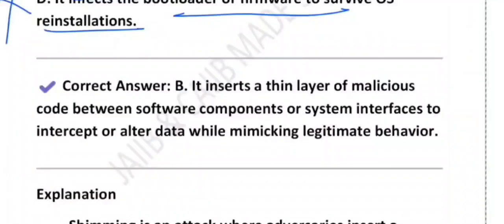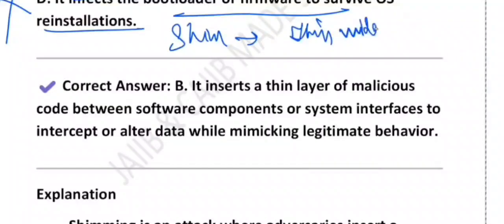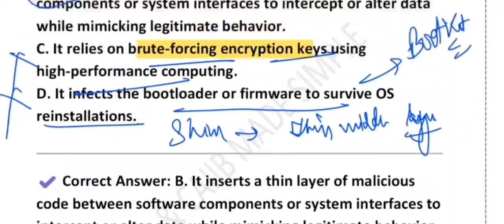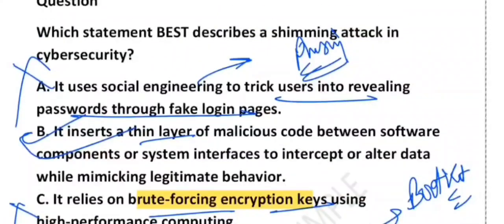You can think of a shim as a thin middle layer. Whenever you hear shimming, think about a sneaky layer inserted in the middle to spy or to modify. So what we learn from this discussion is that shimming means adding a thin malicious layer between system components, and it is used to intercept, modify or steal data. They mimic legitimate system fixes, making them harder to detect.